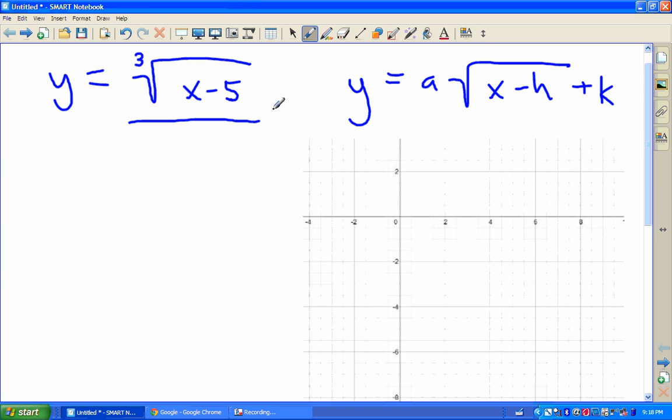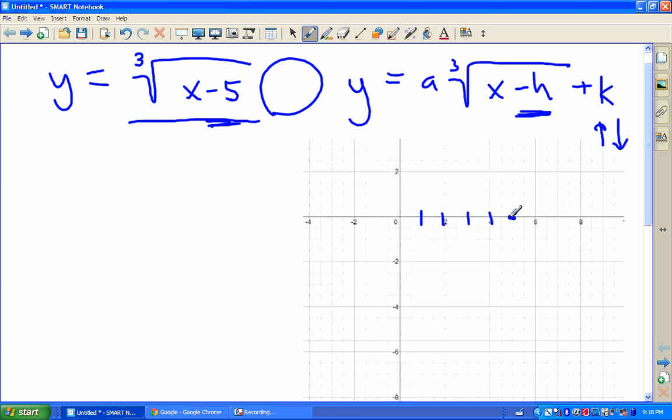Plus k, there's no k out here, so k is 0. It's not going to shift up or down at all from the normal shape that comes with a cube root. The h, however, they're looking for a minus here, and this is a minus 5. That means it's going to shift over 5. Notice my grid here is every 2 boxes is 1.